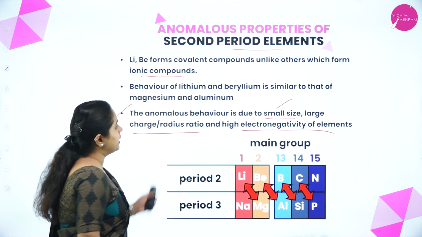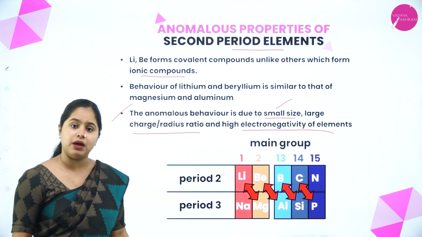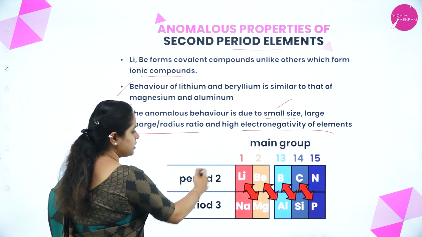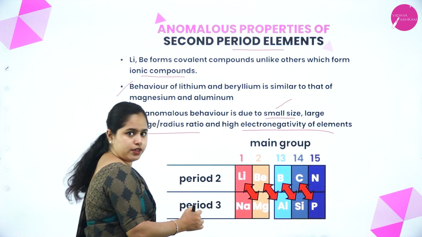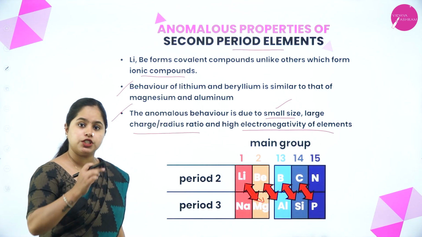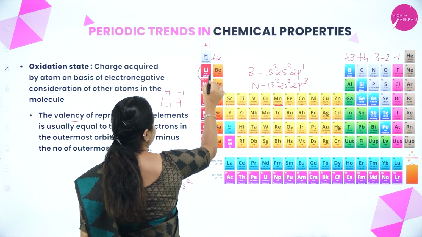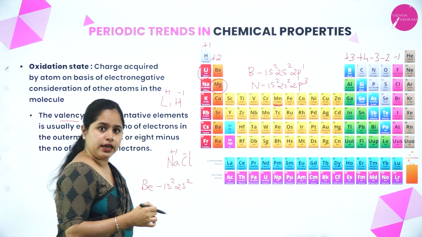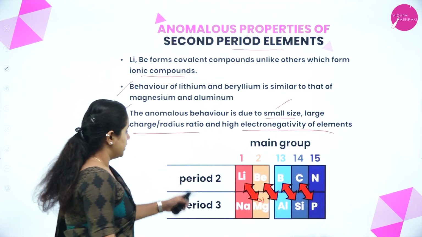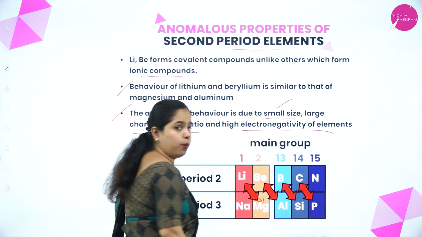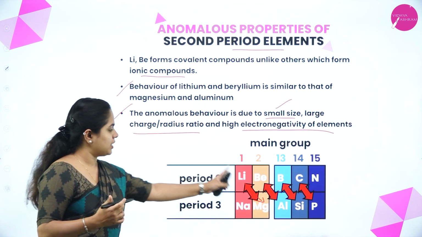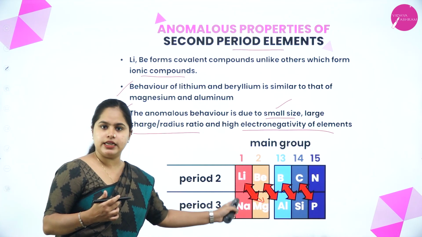And then the behavior of lithium and beryllium is similar to that of magnesium and aluminium. That is also not a usual thing that is happening in the periodic table. As you can see here, the properties of lithium, which is present in the second period, are similar to the properties of magnesium, which is present in the third period. Lithium is present here and magnesium is here, right? And beryllium shows properties similar to aluminium. Boron has similar properties to that of silicon, and carbon has similar properties to that of phosphorus. So as you can see, there is a diagonal relationship between them.